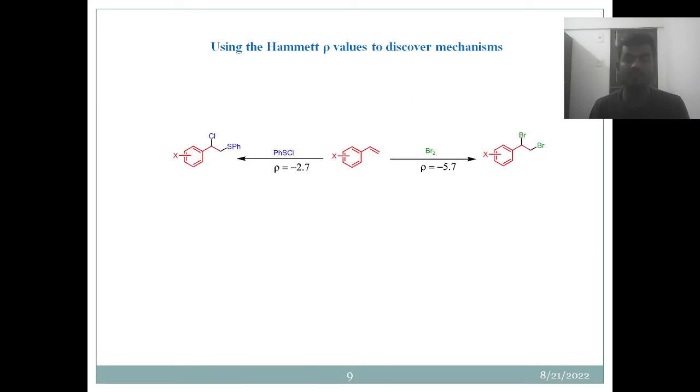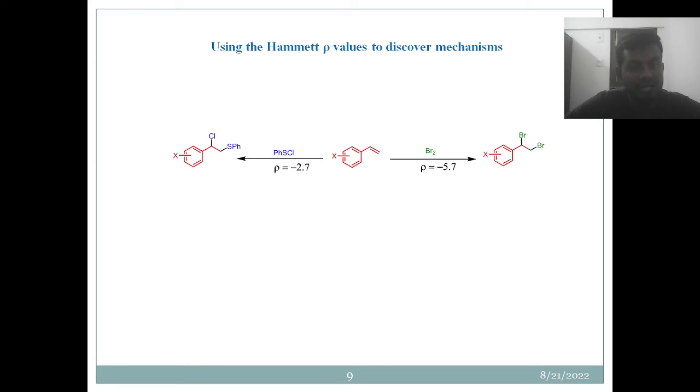Lastly, there is this part. Again, it's an interesting example, and I like it very much. Here the question is, we have a substrate in between the two products. If we treat it with bromine, we get the product on the right side, and it has a rho value of minus 5.7. As we expect, it will be some form of carbocation type thing. When we treat it with PhSCl, we have a rho value of minus 2.7.